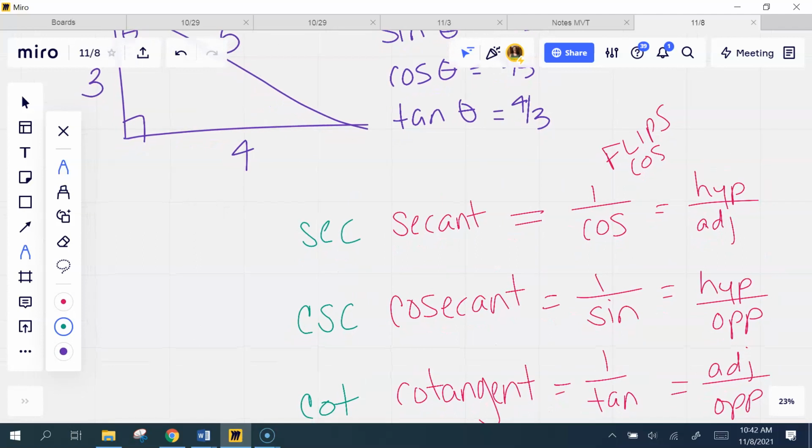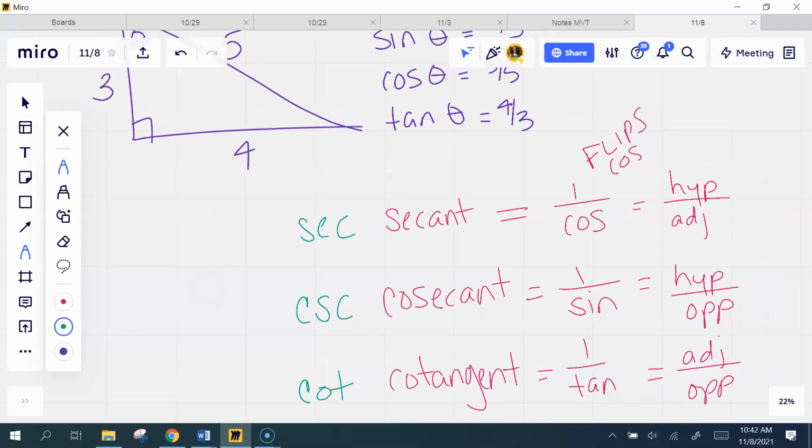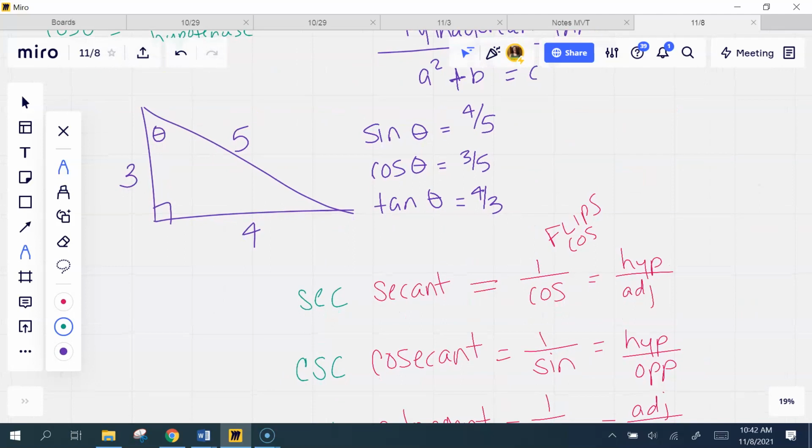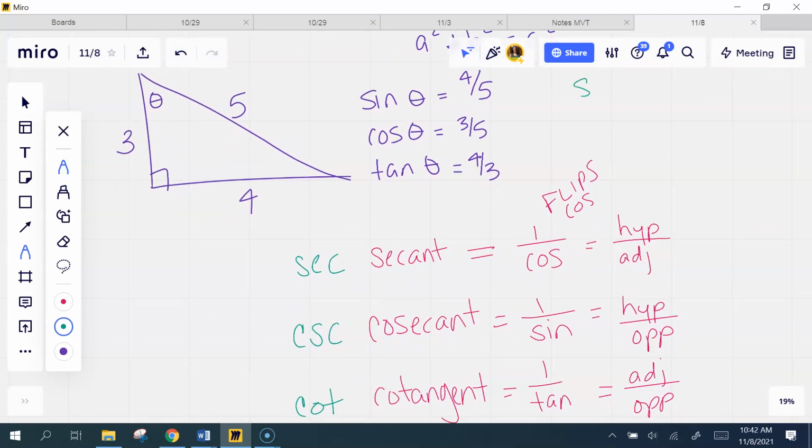Go back to your triangle, the triangle we did the three trig functions on, and find the other three. So find secant theta, cosecant theta, and cotangent theta also.